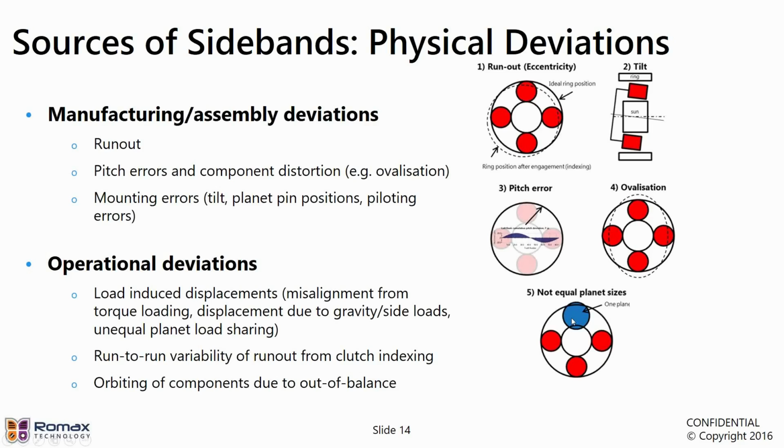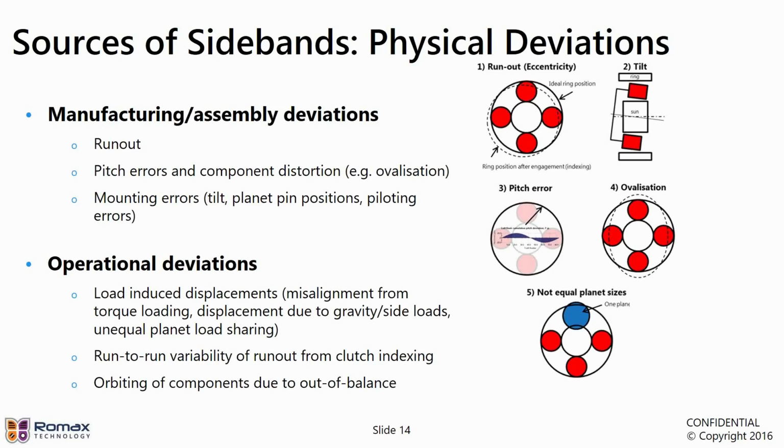And things like the planets might have slightly different sizes. The pin positions we talked about maybe slightly out, even by a few microns, can all make a difference and affect the sideband behavior. Also, as the system is loaded, misalignments through the loading of the torque, displacement due to gravity or other loads being applied from the outside of the gear set can cause this kind of displacement as well, leading to unequal load sharing. In something like an automatic transmission where you have components that are clutched or braked, either clutched to each other or braked to housing, then something like a runout can vary every time you engage that gear because you don't know what the runout will be at the point where a clutch clamps together.